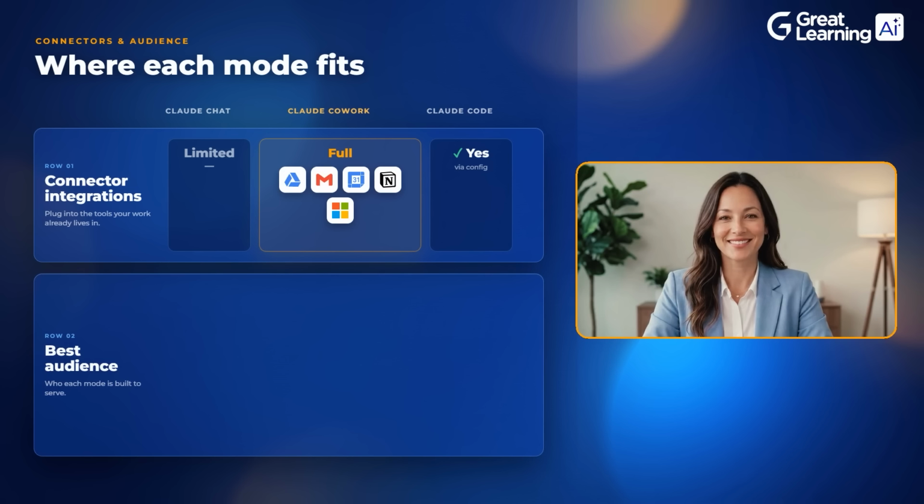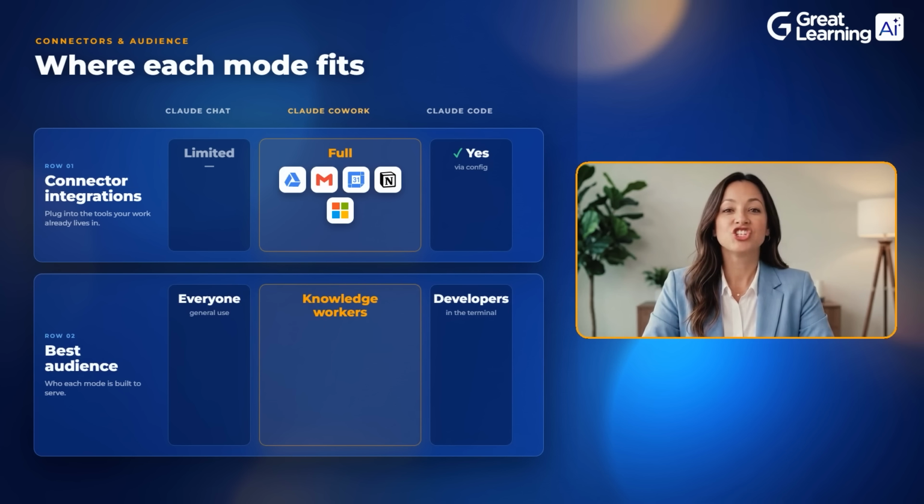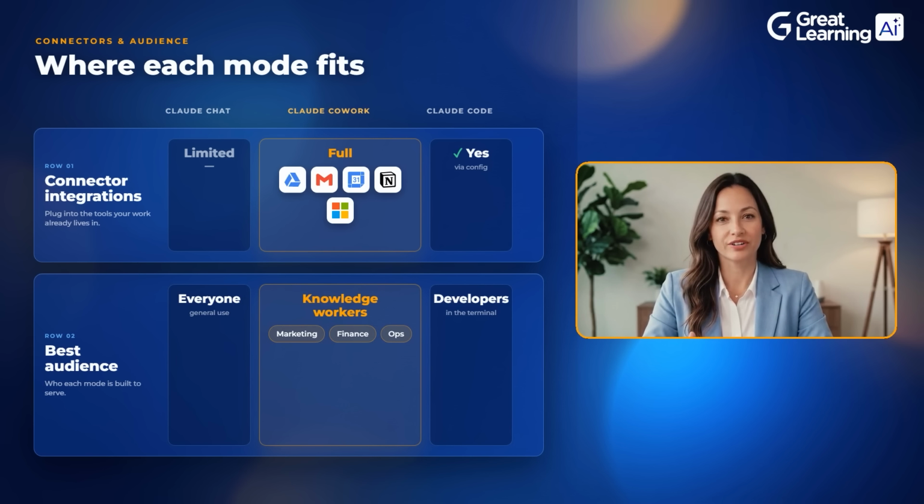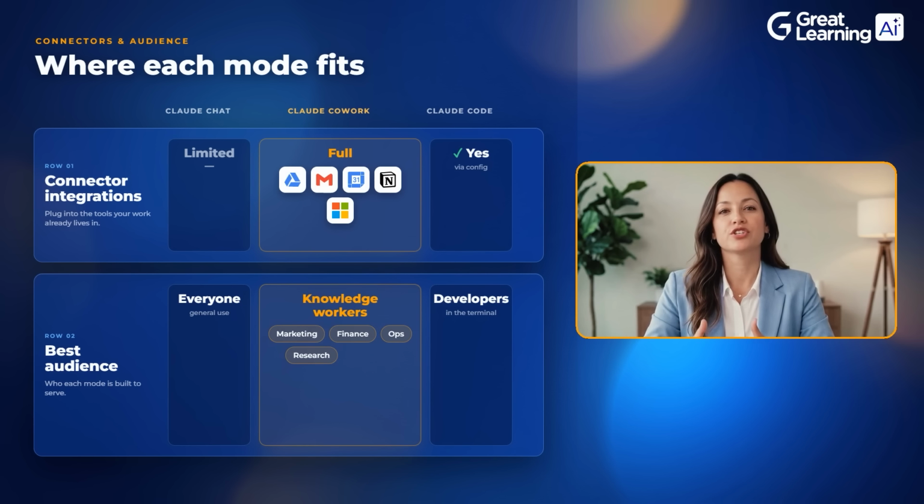Best audience. And finally, the role that summarizes the whole thing. Chat is for everyone. Quick questions, quick answers, no setup. CoWork is for knowledge workers, marketing, finance, ops, project management, research, founders, consultants, lawyers, analysts, anybody whose work lives in files, documents, and recurring deliverables. Code is for developers, building software, debugging, refactoring, working inside a code base.